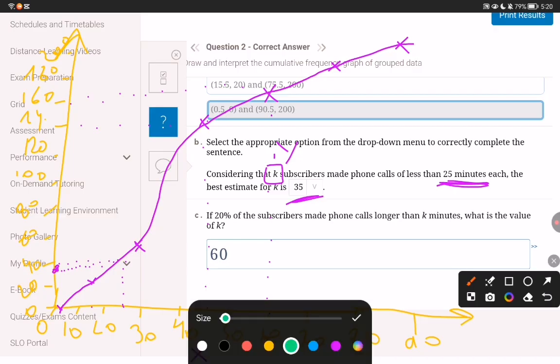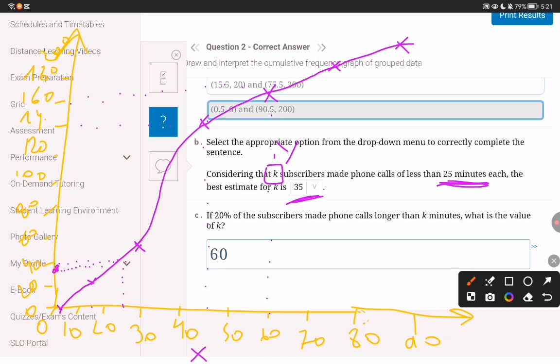There are too many dots here. Here, I'm going to use green. So 40, then you're going to go to your curve. And then, wait, 20% of the subscribers make phone calls longer than K minutes. Okay, so clearly there's something wrong with my curve, because my 40 is not at 60, longer than K minutes. My 40 is at 35.